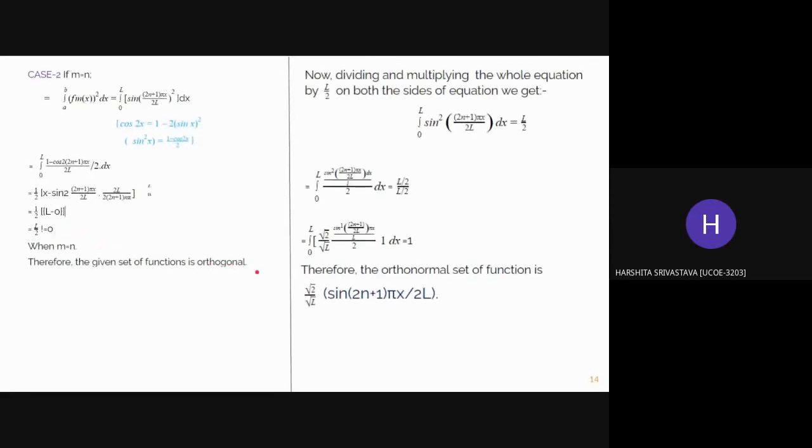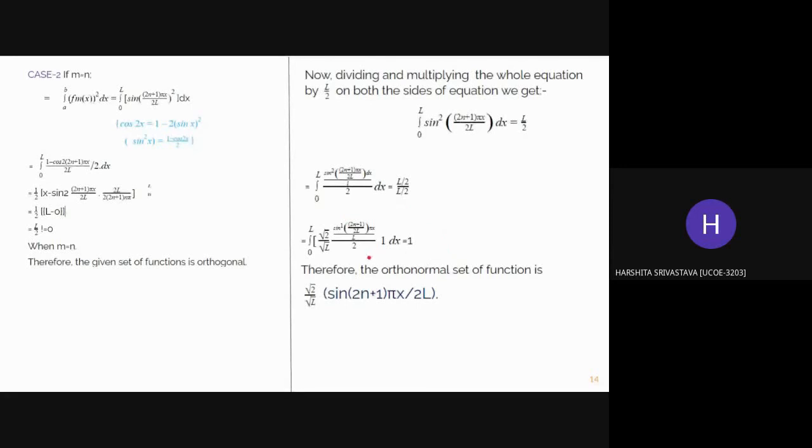So, the given set of functions is orthogonal. Now, as we all know, the constant term which we got is L by 2. So, for constructing an orthonormal set of functions, we will divide and multiply the whole equation by L by 2 on both sides. From that, what we get is integration from 0 to L of sine square (2n plus 1) pi x upon 2L dx is equal to L by 2. Now, further solving by keeping L by 2 on both sides, we get integration from 0 to L of sine square (2n plus 1) pi x upon 2L dx upon L by 2 is equal to L by 2 upon L by 2, which gives 1.